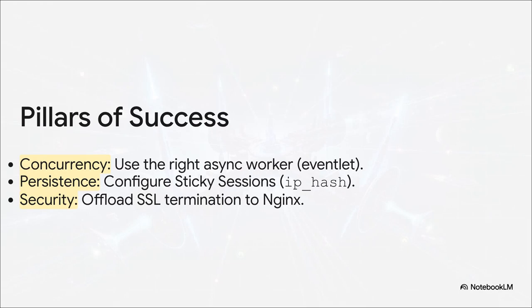So let's just boil it all down to the 3 pillars of success. Number 1, concurrency. You absolutely must use an async worker like Eventlet with Gunicorn. Number 2, persistence. You have to set up sticky sessions using ip_hash to keep those connections stable. And number 3, security. Let Nginx do the heavy lifting with SSL termination. If you get these 3 things right, you are golden.